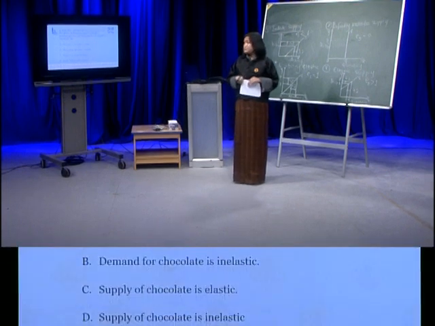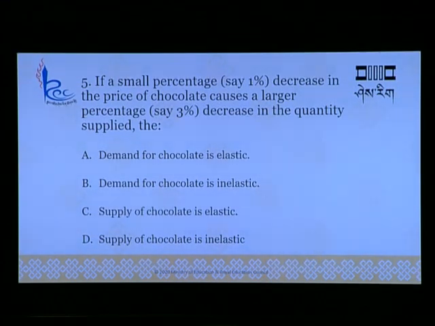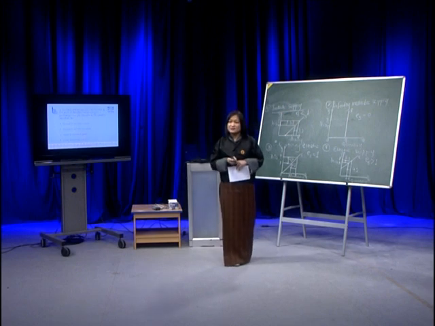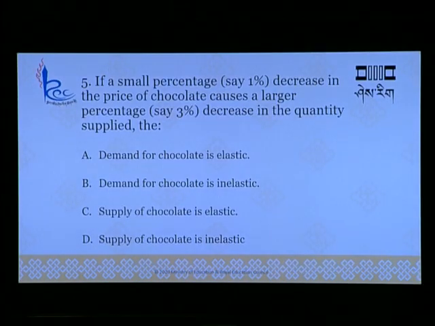Now the fifth question. If a small percentage, say a 1% decrease in the price of chocolate, causes a larger percentage, say a 3% decrease in the quantity supplied, then A, demand for chocolate is elastic, B, demand for chocolate is inelastic, C, supply of chocolate is elastic, and D, supply of chocolate is inelastic. Which one is the correct answer? Yes, you're right. C is the correct answer. That's the supply of chocolate is elastic. You know the reason why?